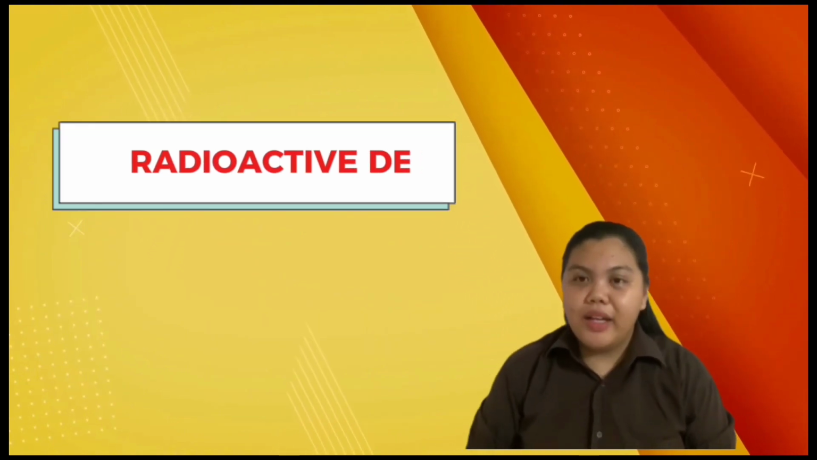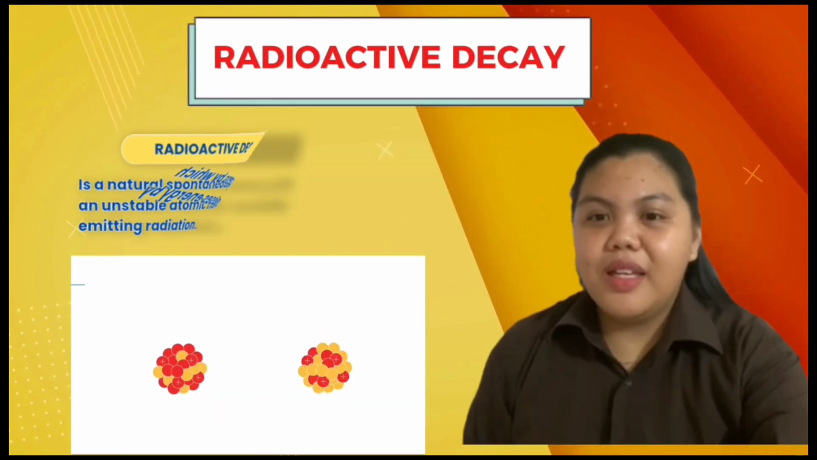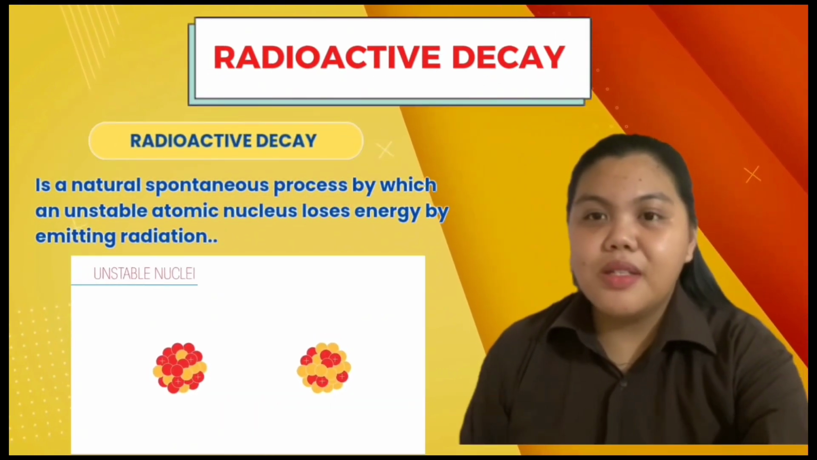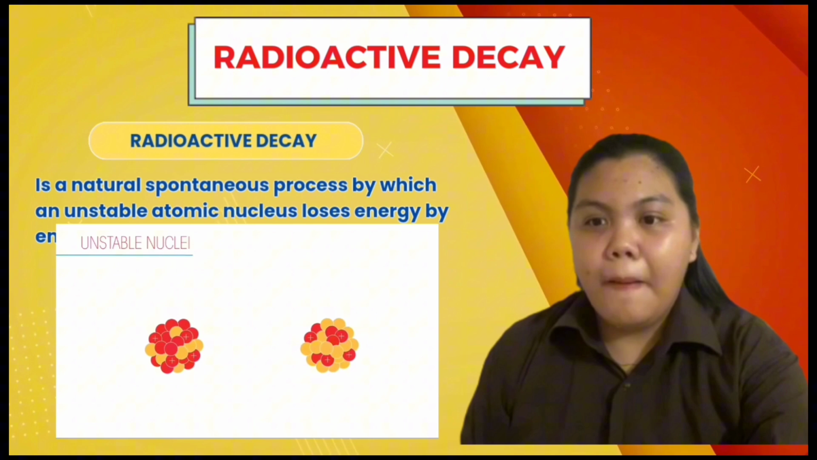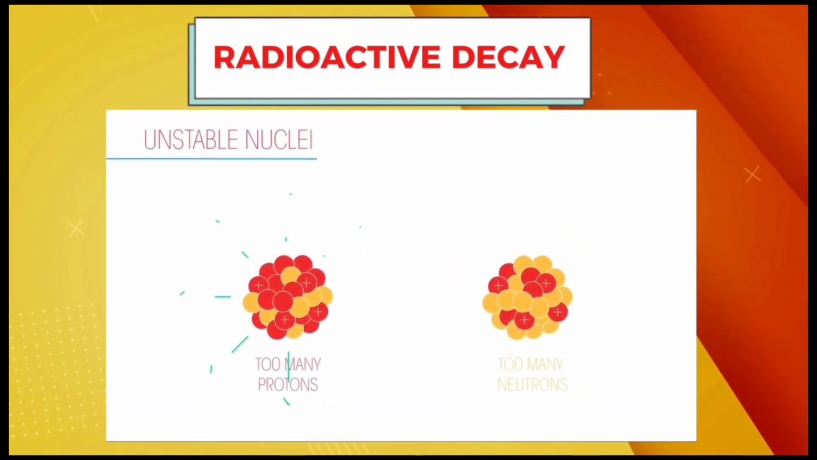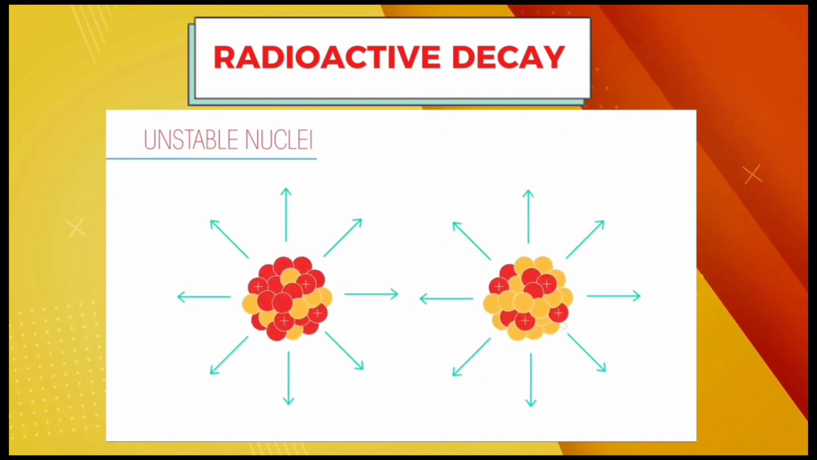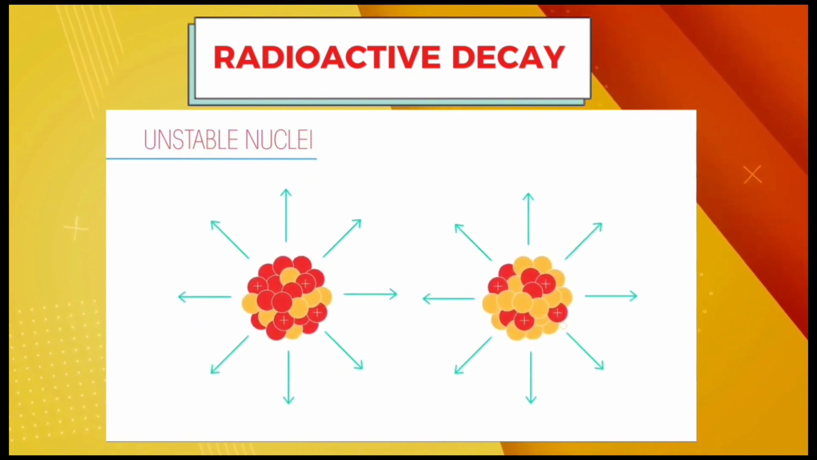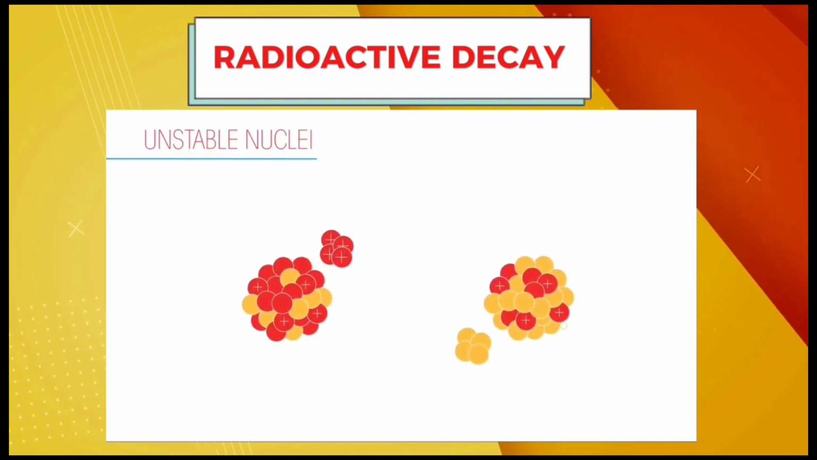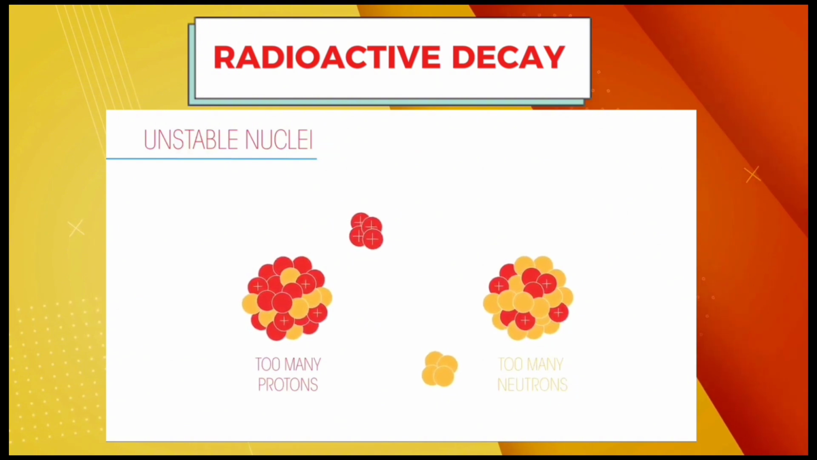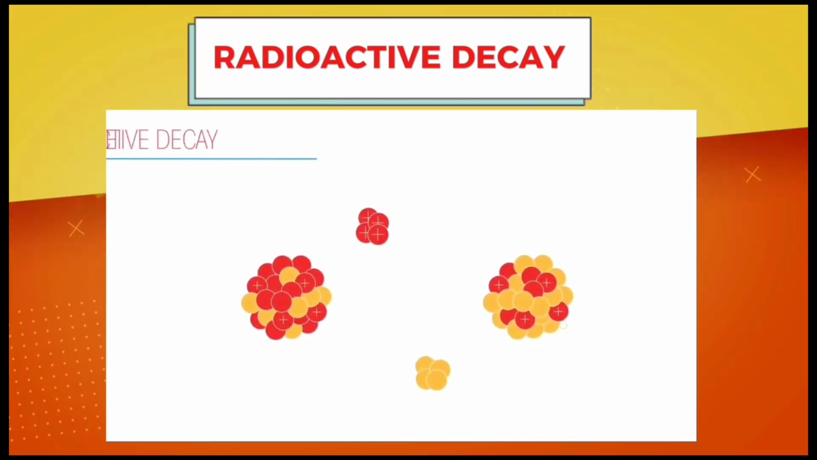The next topic under nuclear chemistry is radioactive decay. Now, what is radioactive decay? Radioactive decay is a natural, spontaneous process by which an unstable atomic nucleus loses energy by emitting radiation. The transformation of radioactive decay leads to the conversion of the original nucleus into a different nucleus, which may be of a different element, or a different isotope of the same element.